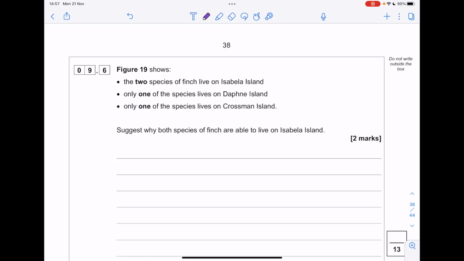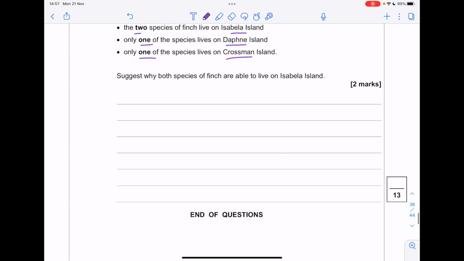Figure 19 shows that two species of finch live on Isabella Island. One species lives on Daphne, only one species lives on Crossman. Suggest why both species of finch are able to live on Isabella Island. Mainly because it's such a large island, and therefore there's enough seed for all the different bird species and all their different beak depths.